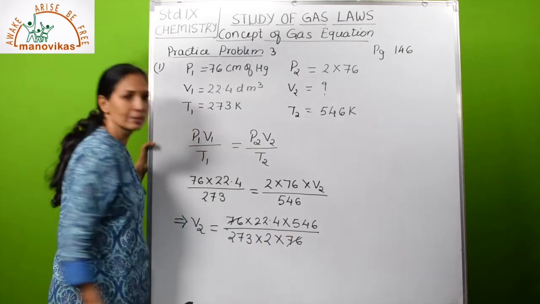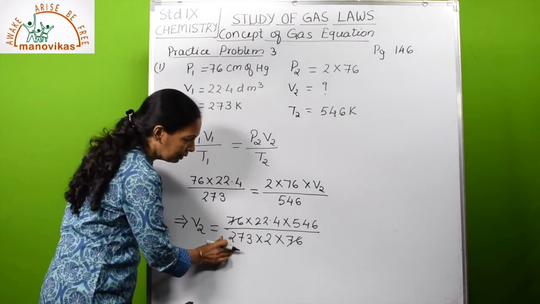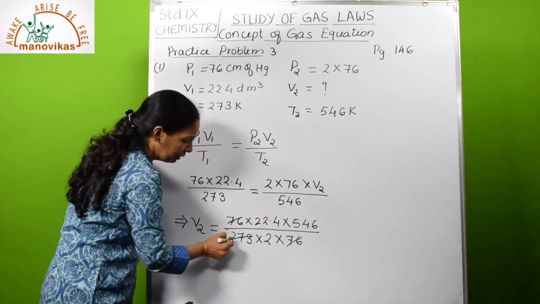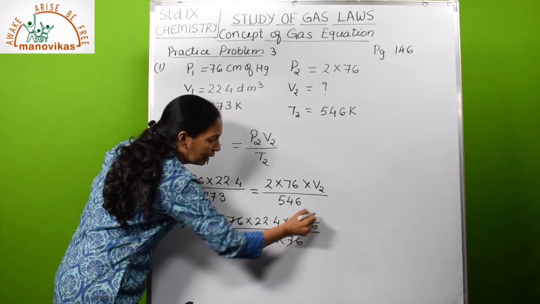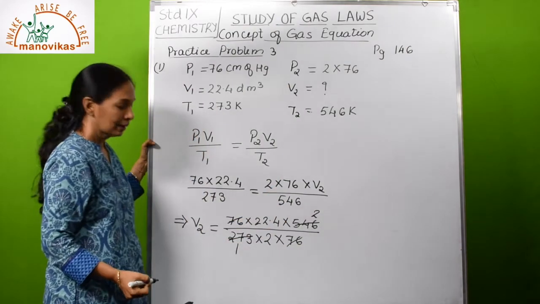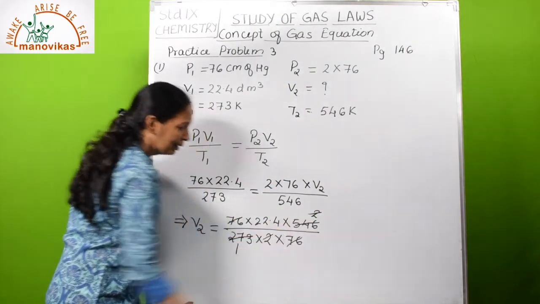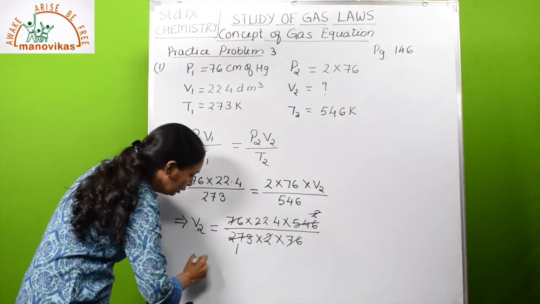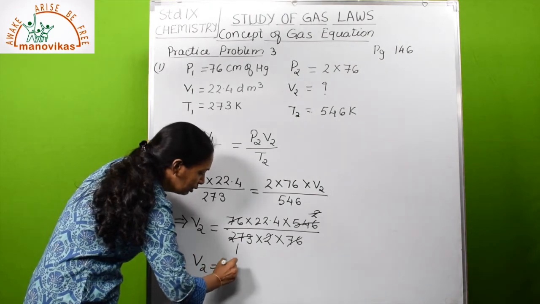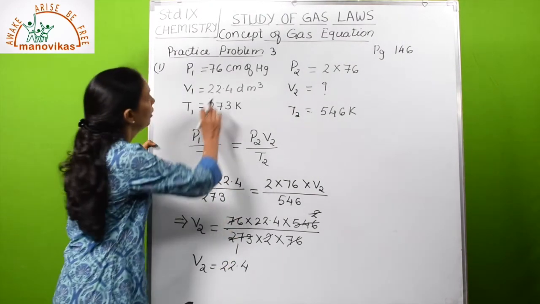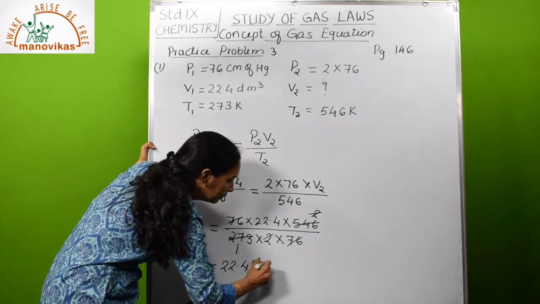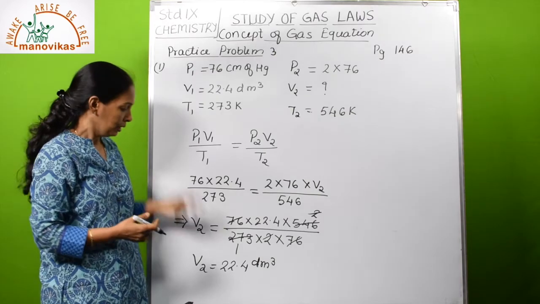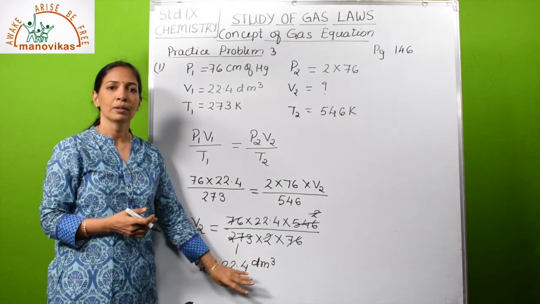76 and 76 will get cancelled. 273, if you multiply it by 2, you get 546. So 273 ones are and this is 2s are. Now this 2 and 2 will get cancelled. So what is left behind? 22.4. So V2 is equal to 22.4. What is the unit? Decimeter cube. You can write answer. Final volume is 22.4 decimeter cube.